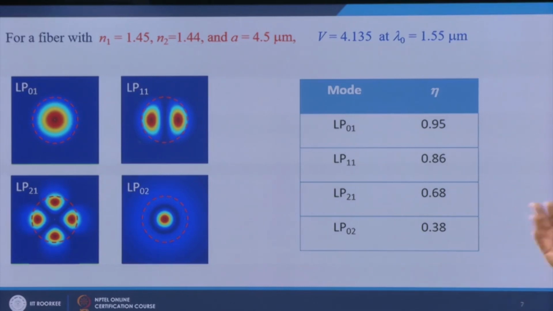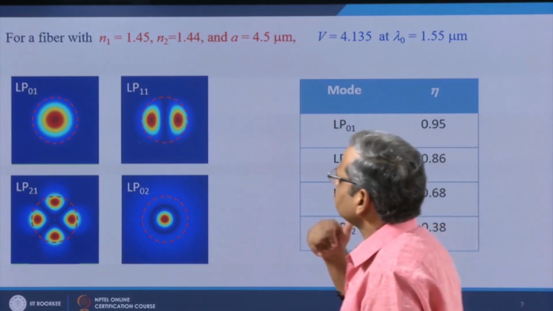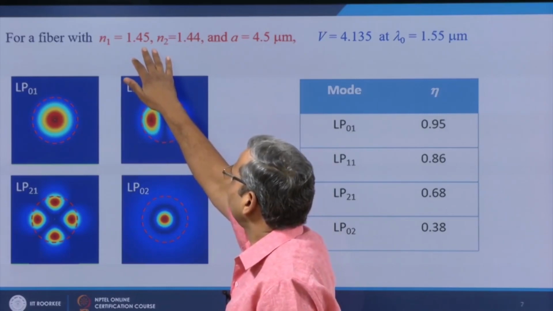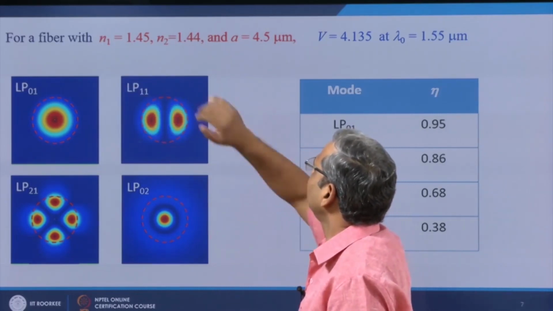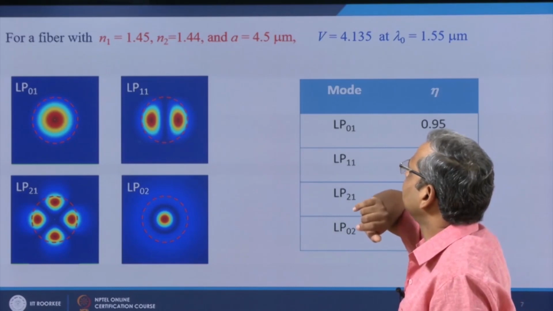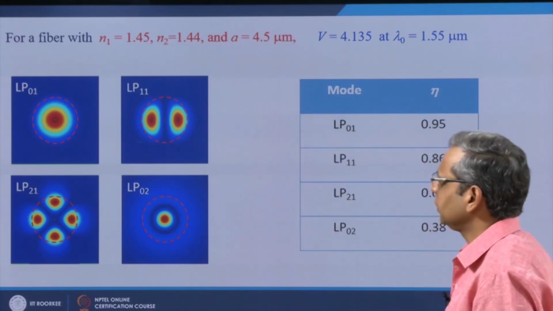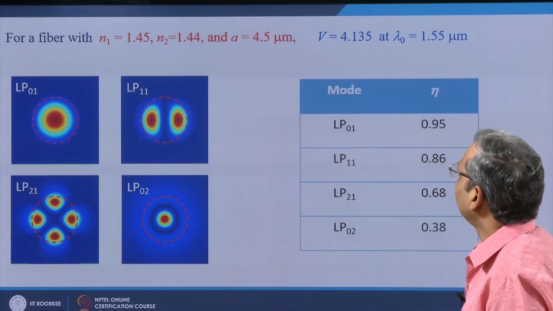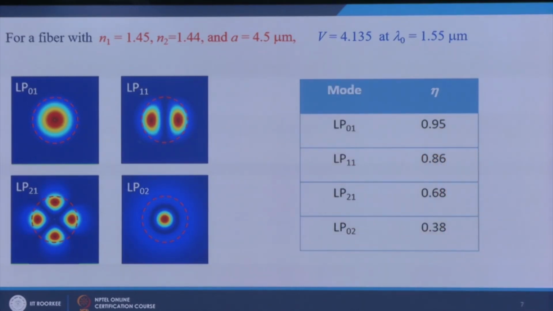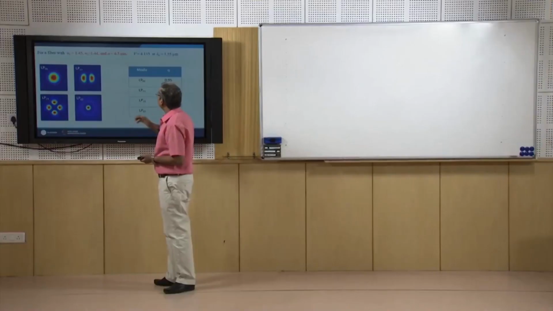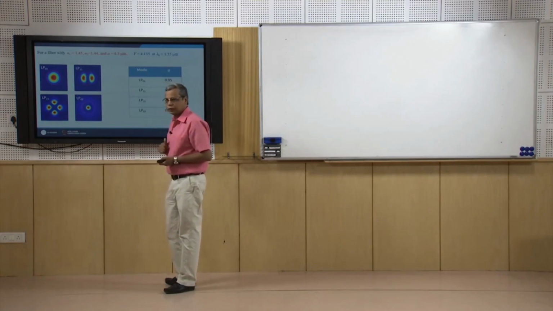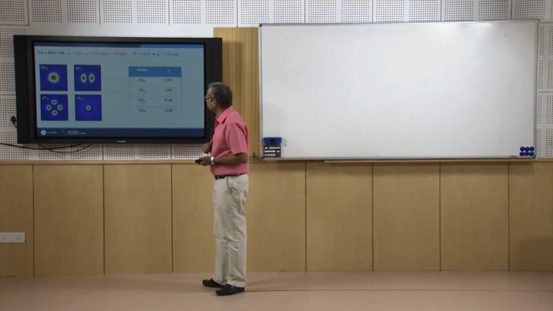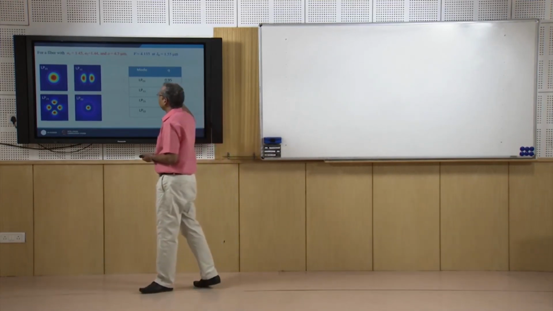Now let us see some examples. For a fiber with N1 equal to 1.45, N2 equal to 1.44 and a equal to 4.5 micrometer, if I calculate the value of V, it comes out to be 4.135 at lambda equal to 1.55 micrometer. And then if I see the fractional power in the core for various supported modes, it is given like this. For LP01 mode, 95% power is in the core.